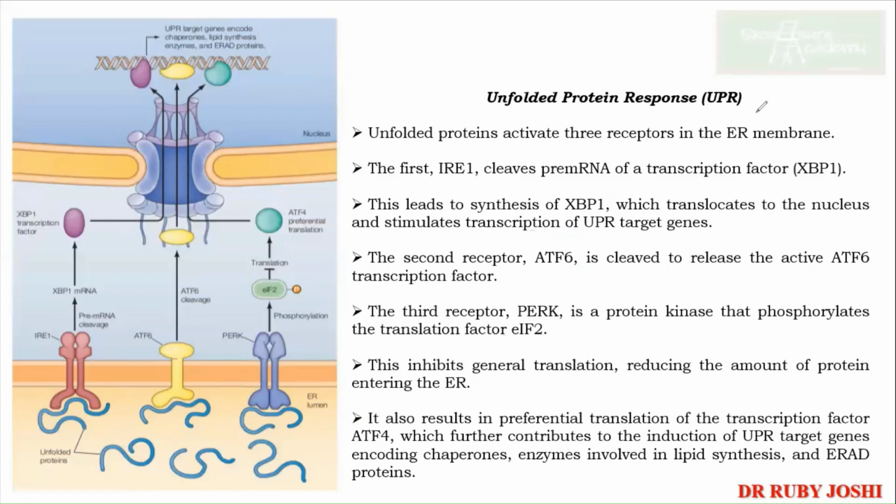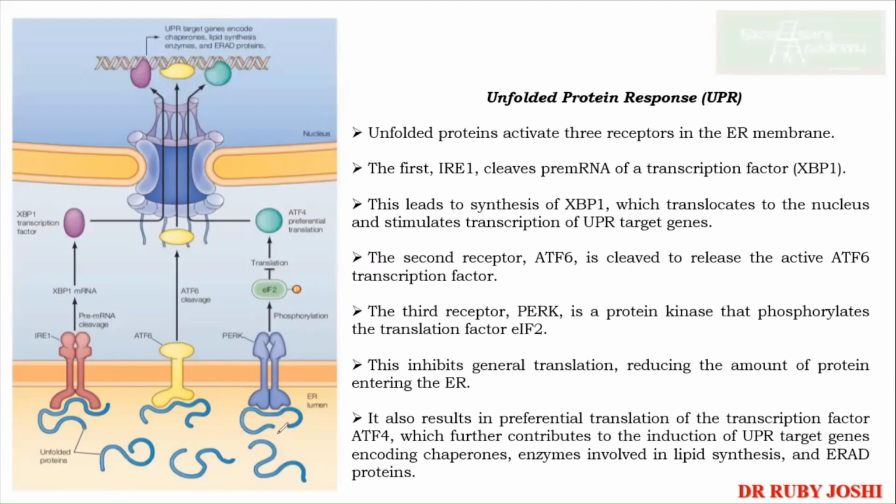Yes. Akshay, would you like to try explaining this UPR? Okay, ma'am. So if there is a lot of unfolded proteins, it means that there is overexpression of unfolded proteins present. So what happens is that these receptors get activated: IRE1, ATF6 and PERK.